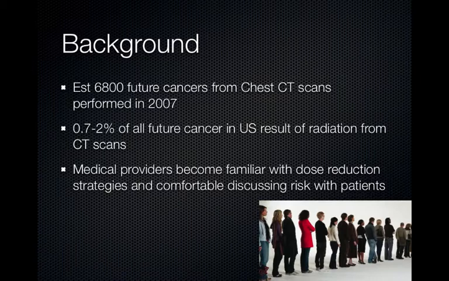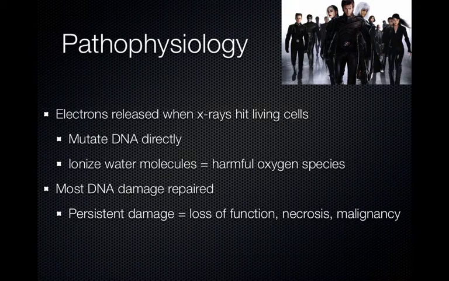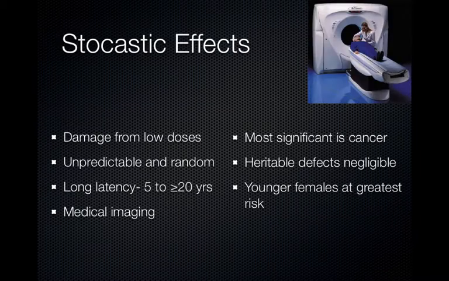their patients. When a CT scan is performed, electrons are released when the X-rays hit living cells. This results in direct mutation of the DNA. In addition, there are harmful oxygen species which are released secondary to ionization of water molecules within the cells. Most DNA damage is repaired rapidly. However, if there is persistent damage, loss of function, necrosis, or malignancy may develop within the cells.